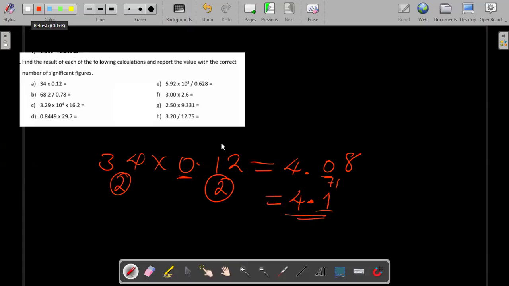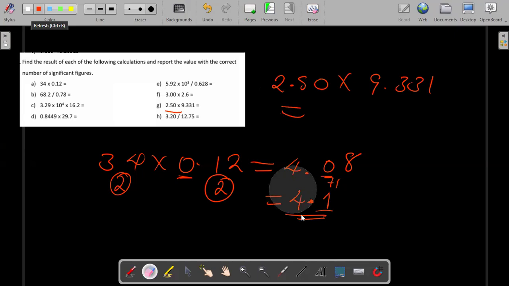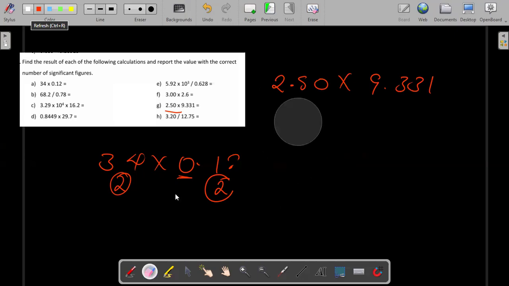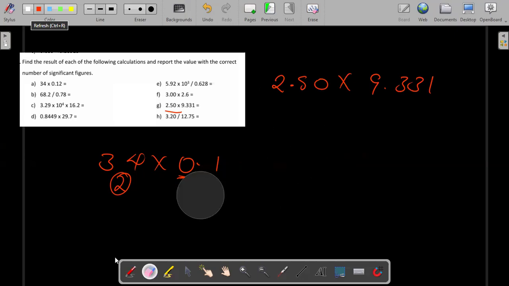So let's get another one. Let's try this one here for multiplying. So I have 2.50. I multiply with 9.331. What are you getting when you multiply those 2 numbers? What are you getting?